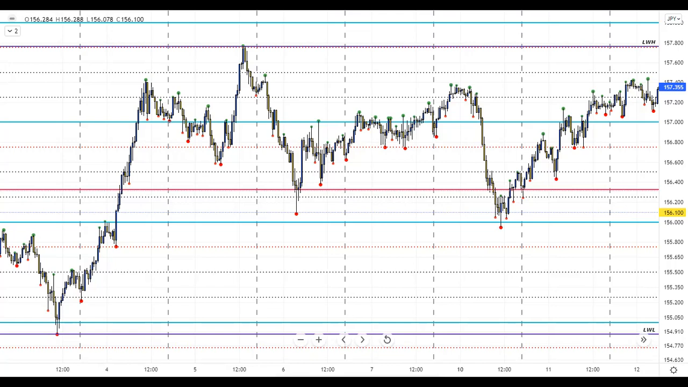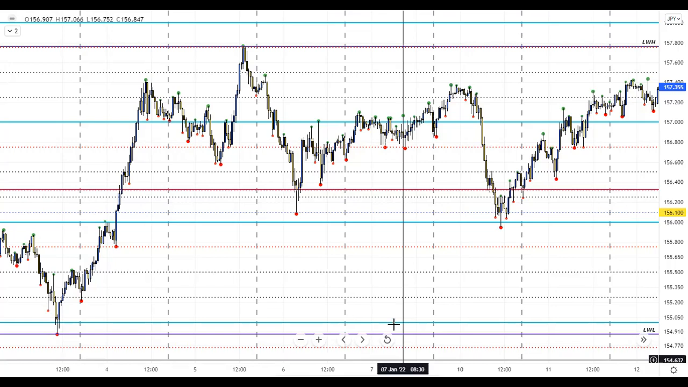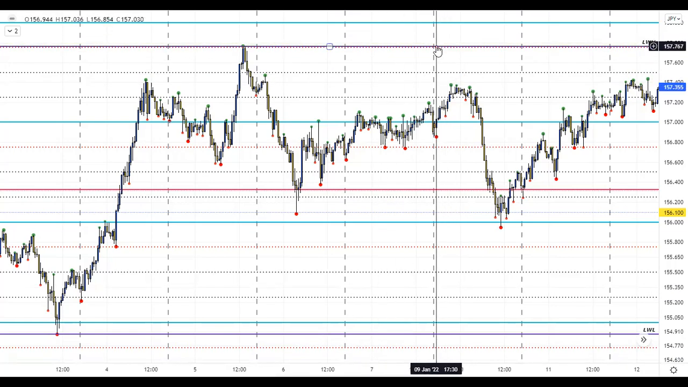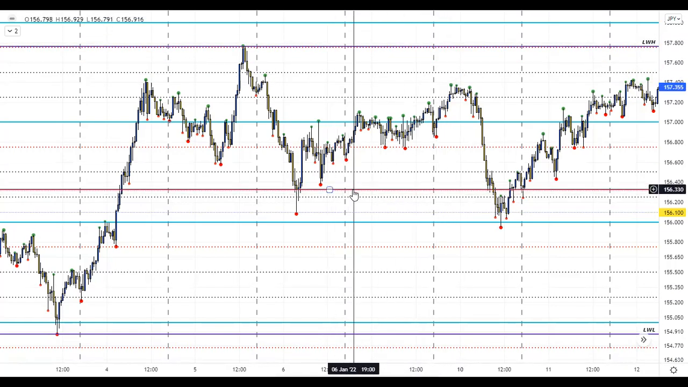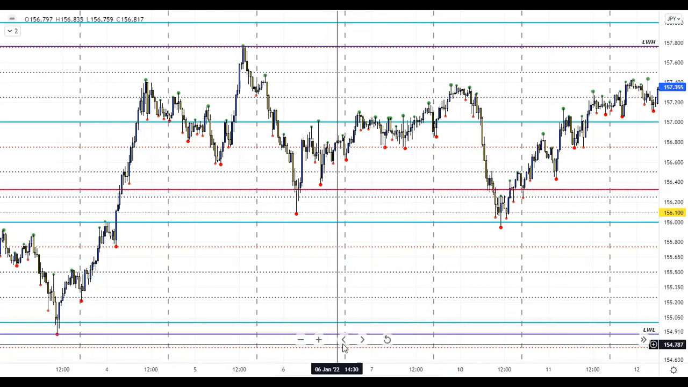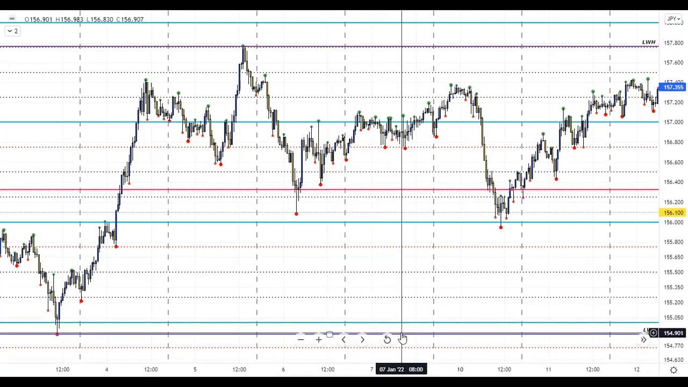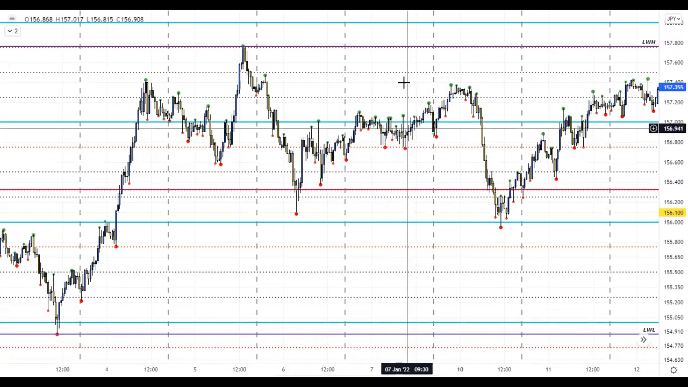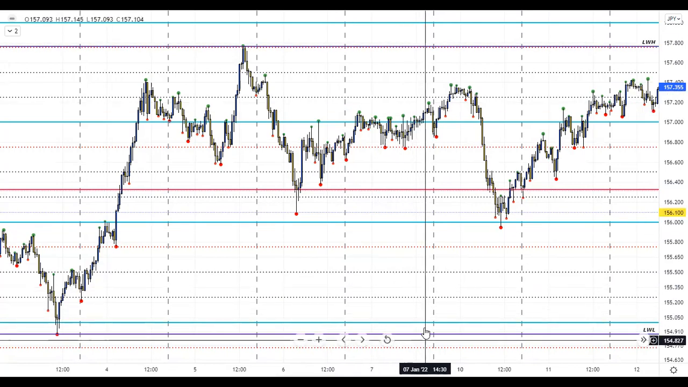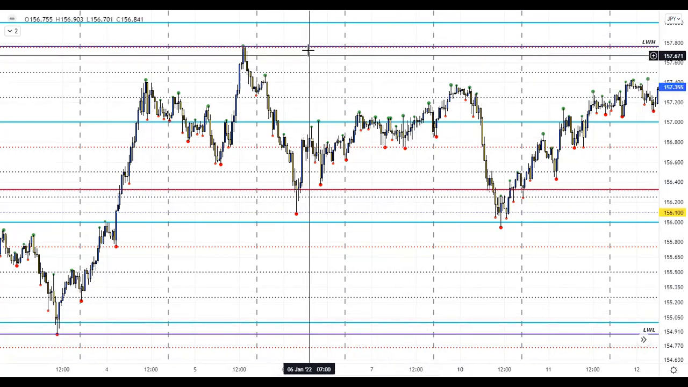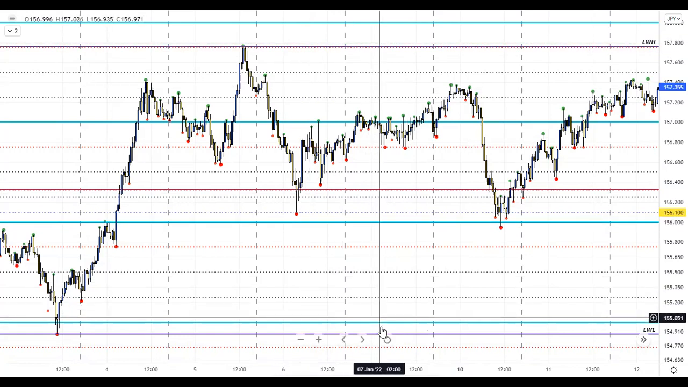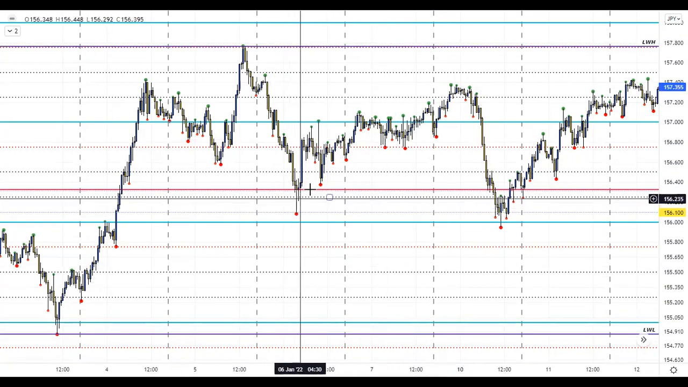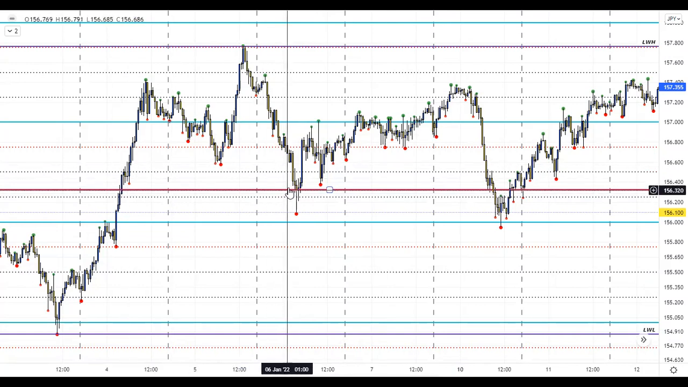All right, and then I also like to find the high of the previous week, 50% of the previous week, and the low of the previous week. So I find a high, I find a low, then I use the fib from that high to that low, and that gives me 50% of last week's move.